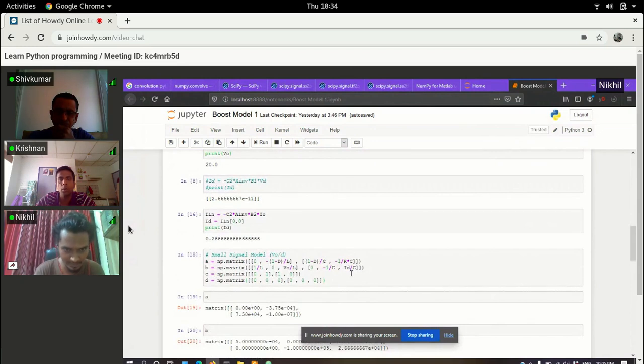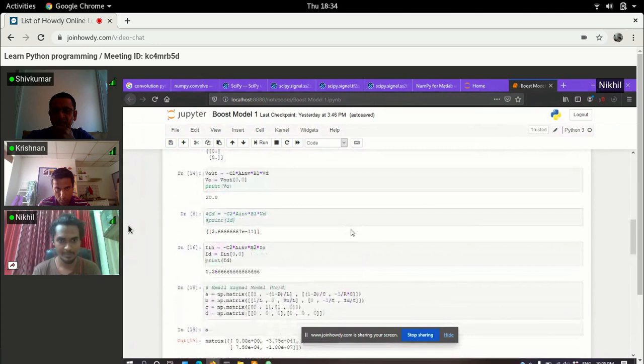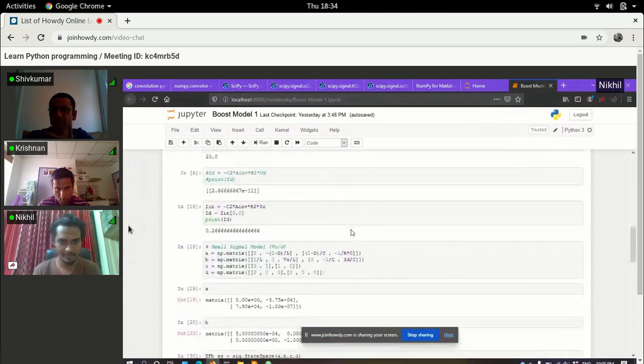VO by L and ID by C. And why specifically this? Because the main transfer function will be VO by D, because our output parameter is VO and our control parameter is D. Okay, so that D is associated with the third row of the B matrix. So this is required.